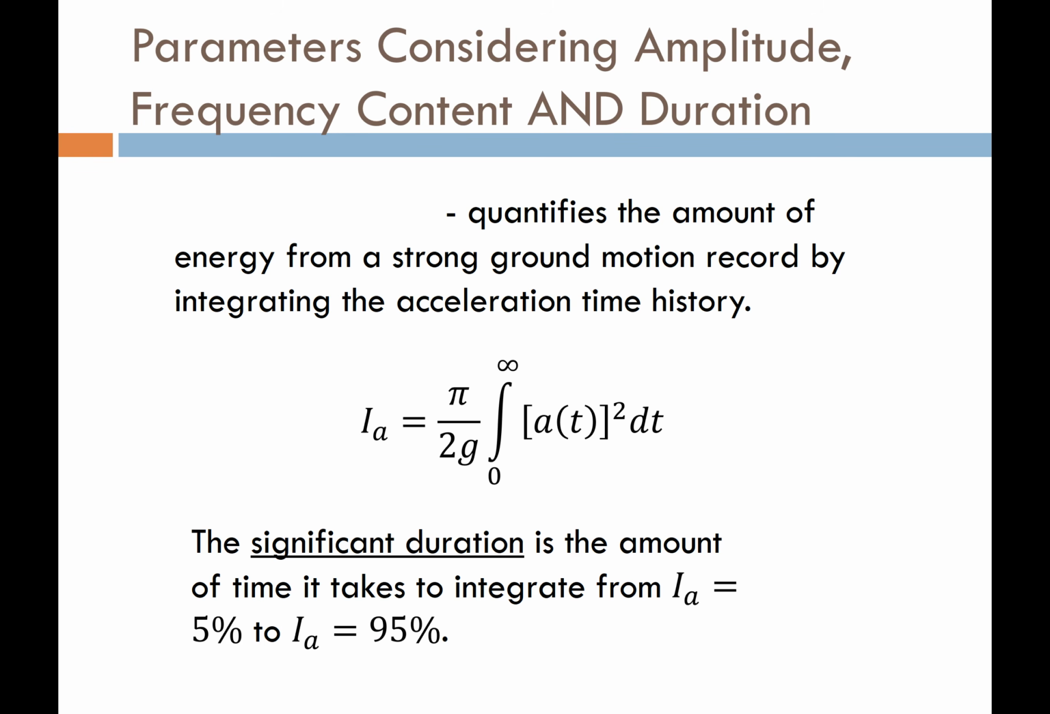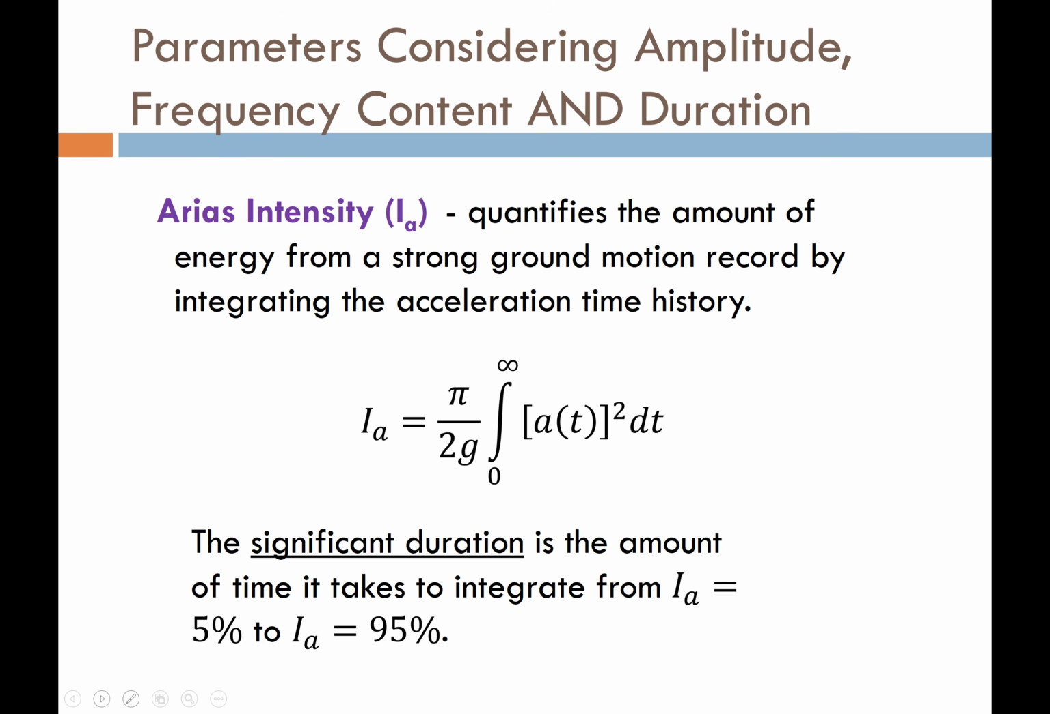Now, what about ground motion parameters that account for more than one of the important attributes of a ground motion, namely amplitude, frequency content, and duration? There are a couple of ground motion parameters that deal with more than one, and in fact the ones I'm going to show you generally deal with all three.